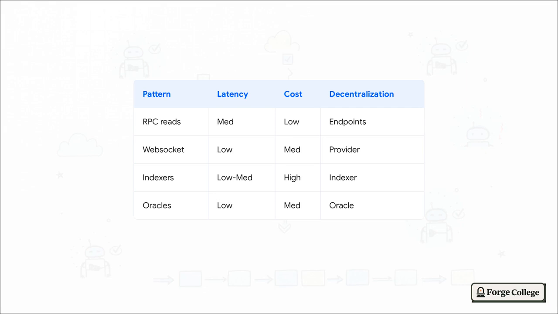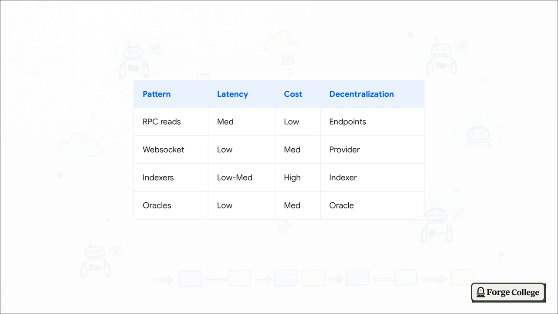Then you have websockets, or pub/sub. Now this is your live wiretap. It gives you extremely low latency because it's event-driven, but you are putting trust in the provider keeping that line open for you. Next, indexers. This is basically like hiring a dedicated archivist to dig through massive amounts of historical records. And finally, signed Oracle feeds. This is the gold standard, the equivalent of getting a sworn, notarized affidavit from a key witness.